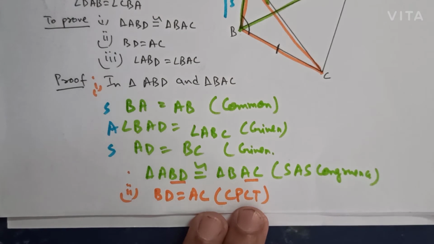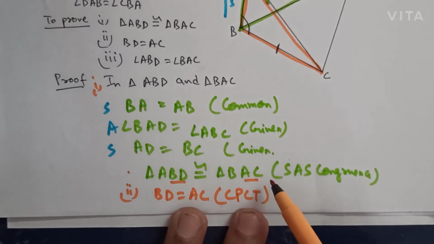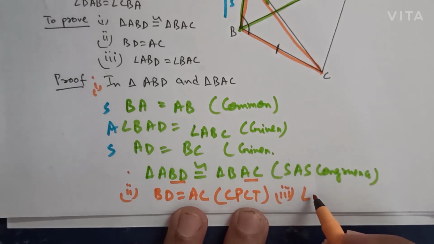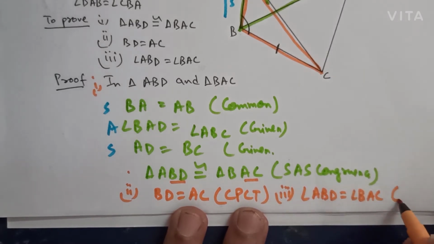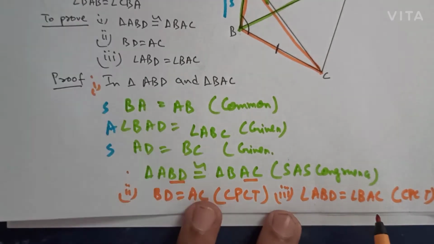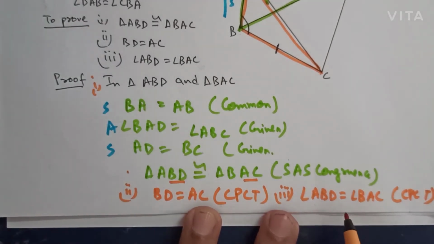And the third part is also ABD and BAC. This is also the corresponding angles. So I am writing here only angle ABD is equal to angle BAC. This is also because of CPCT, that is these are the corresponding angles of the congruent triangle and these are the corresponding sides of the congruent triangle. Understood?